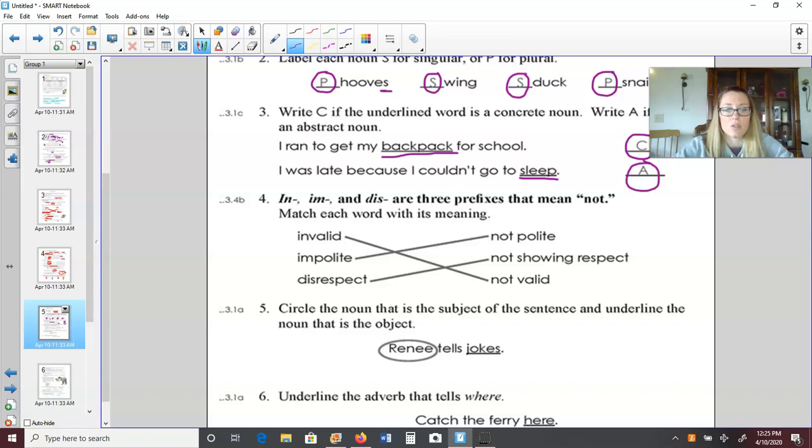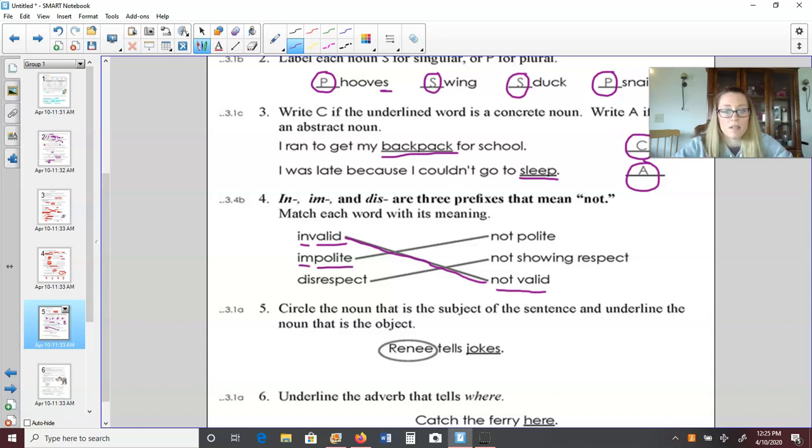Number four, in, im, and dis are three prefixes that mean not. So they wanted us to match the word to its meaning. So if something is invalid, it means not valid. In means not. And you take the main word valid, so invalid means not valid.